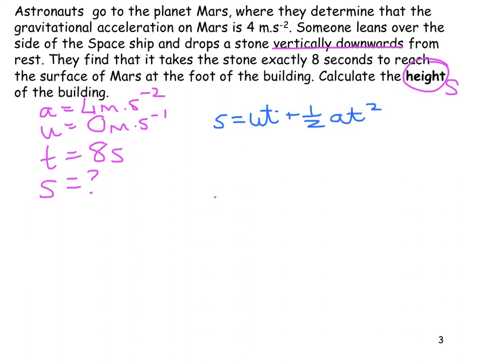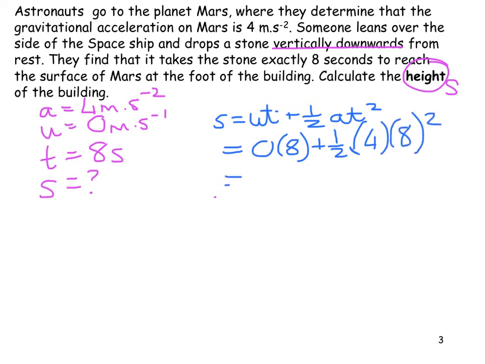And I substitute in my values. I don't know S. I know my initial velocity is 0. I know my time is 8. I know my acceleration is 4. My time again is 8, and I mustn't forget to square it. And when I substitute that all in, I land up with 128 meters.